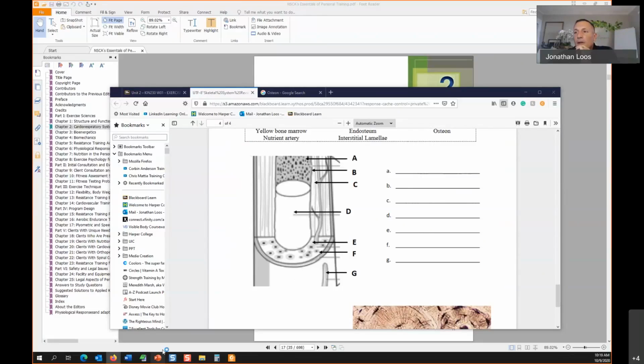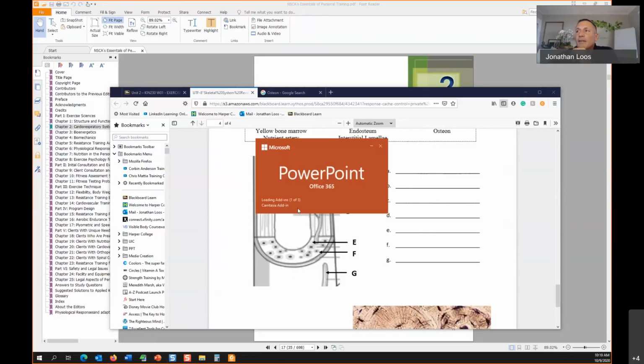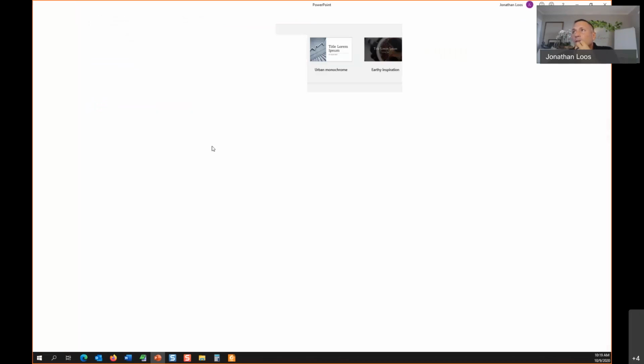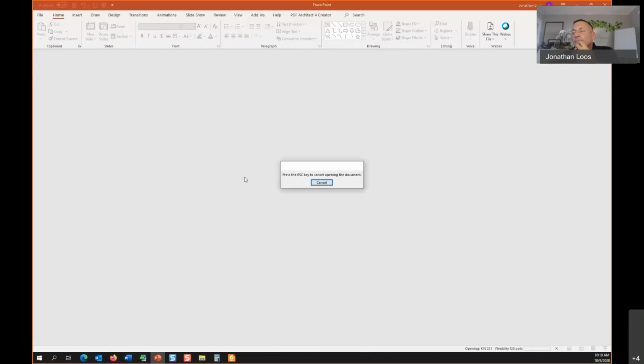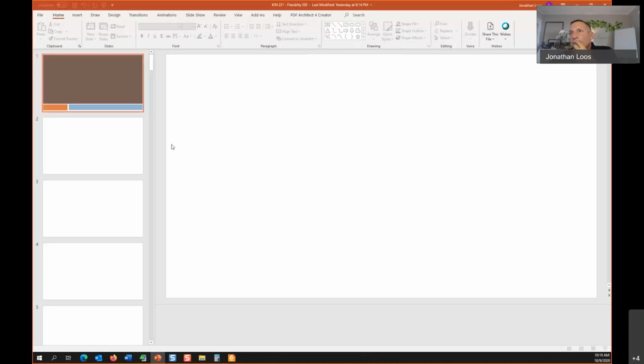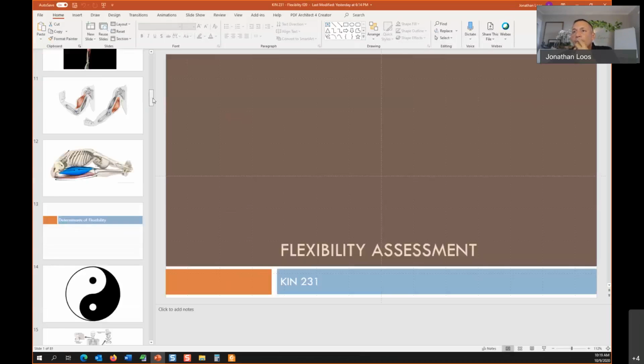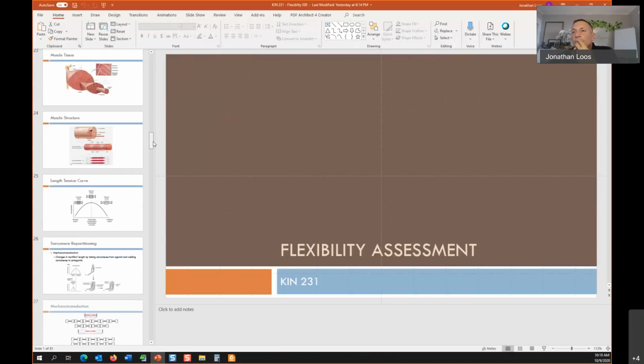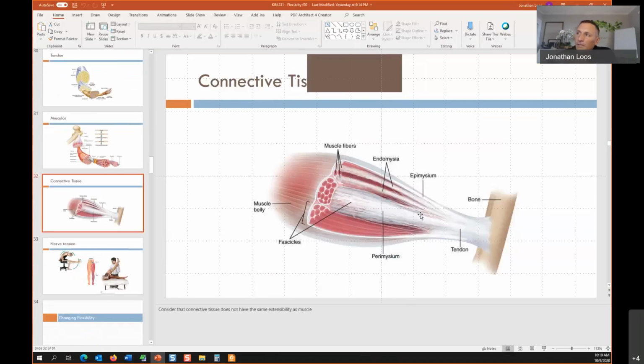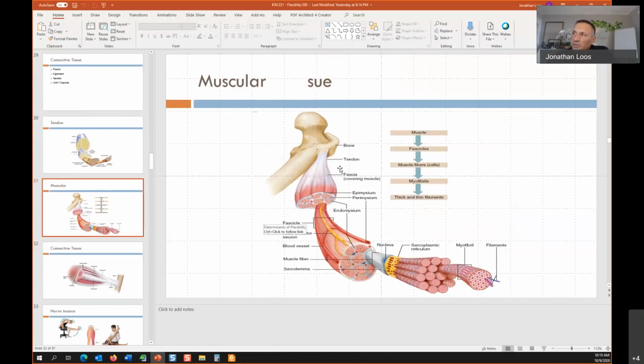Actually, let me pull up PowerPoint. I want to pull up a cool slide. I wanted to show this slide in this lecture, but it pops up in my KIN 231 flexibility. I love this image because we're familiar with this muscular structure here, right?